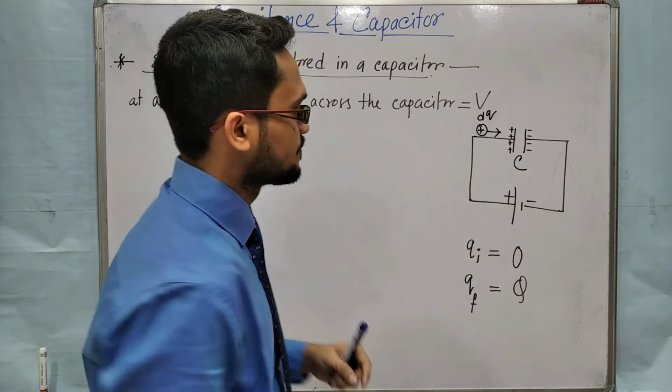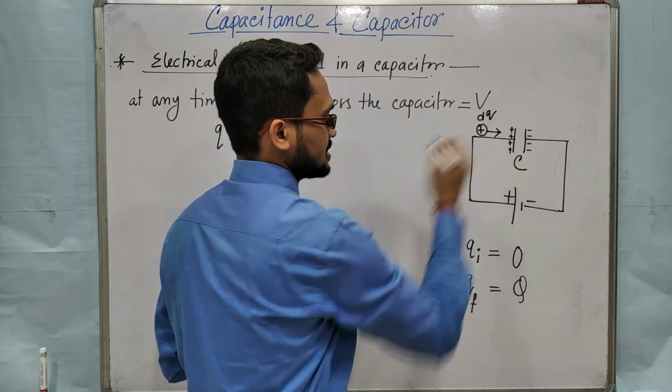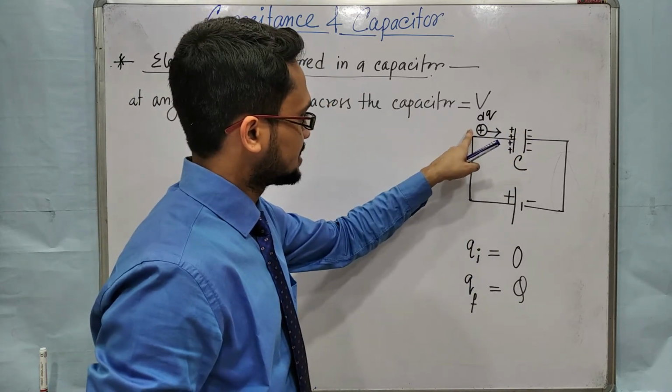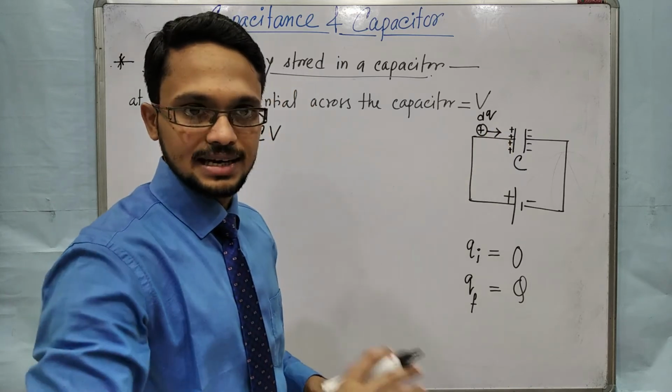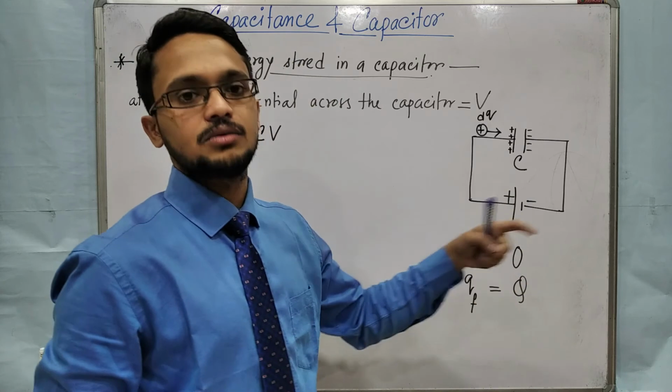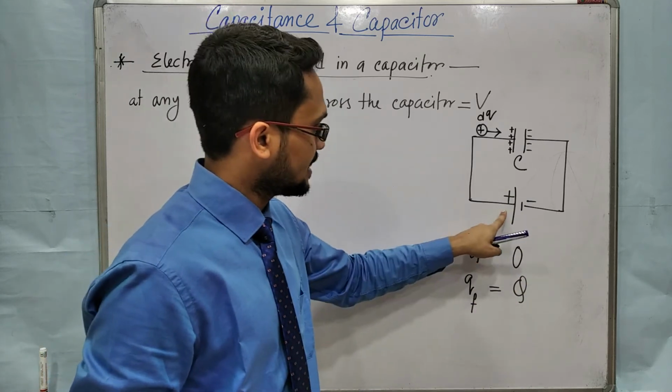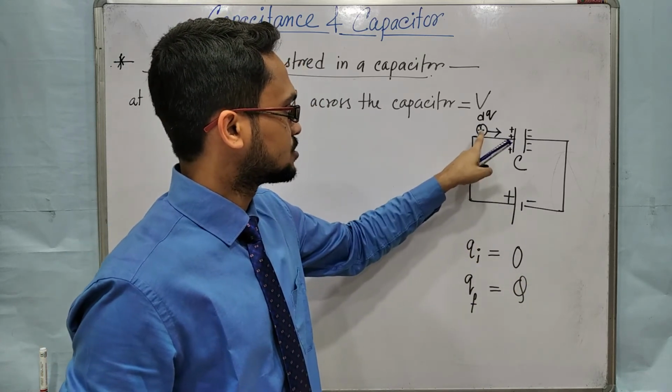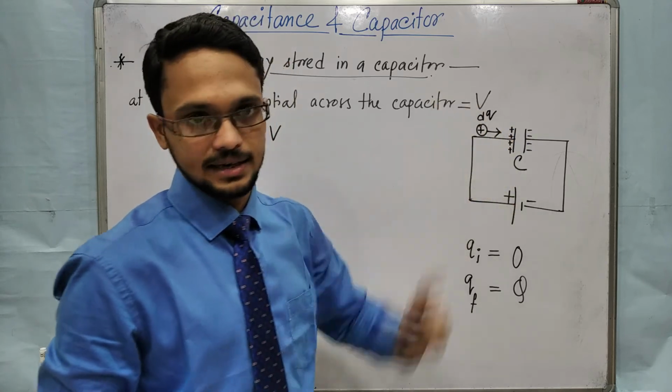Positive will repel, so this plate will repel this charge. But this charge will accumulate on this plate. So there is an external work. Who is doing the work? Here the battery is doing that work. The battery is doing that work on this charge to deposit that charge on this plate.